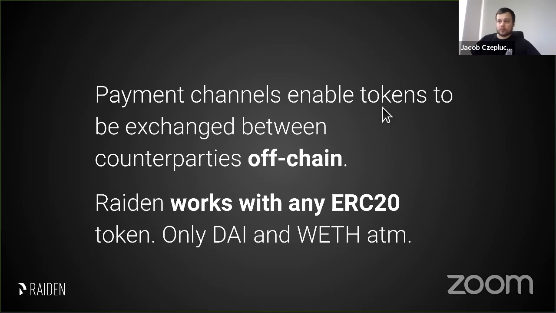What is cool about Raiden is that it enables any kind of ERC20 token to be exchanged between counterparties off-chain. This can take a lot of load off the Ethereum mainnet itself. Raiden works with any ERC20 token. In theory, at the moment on mainnet, only DAI and wrapped Ether are supported, but on Goerli, if you're running the development version, which is the one I recommend using for the hackathon, you can register your own tokens, use whatever ERC20 token you want.